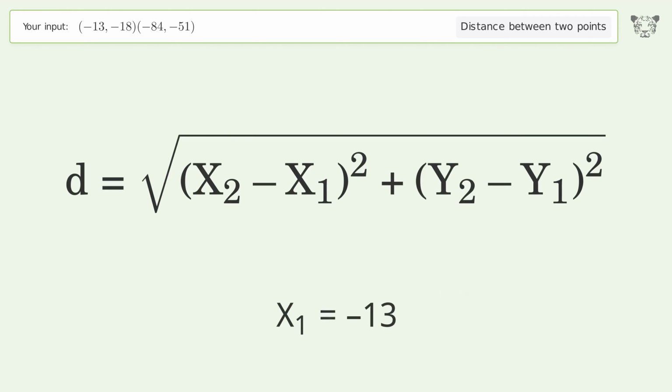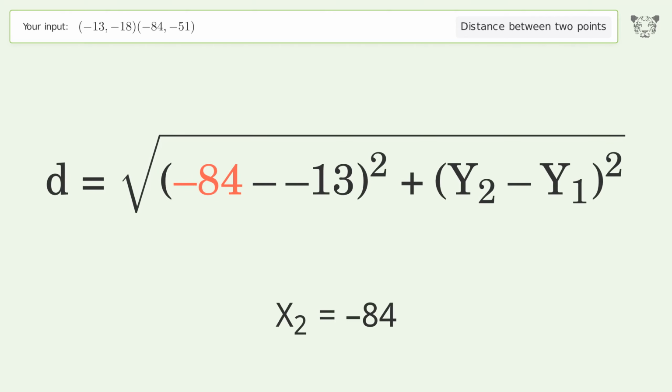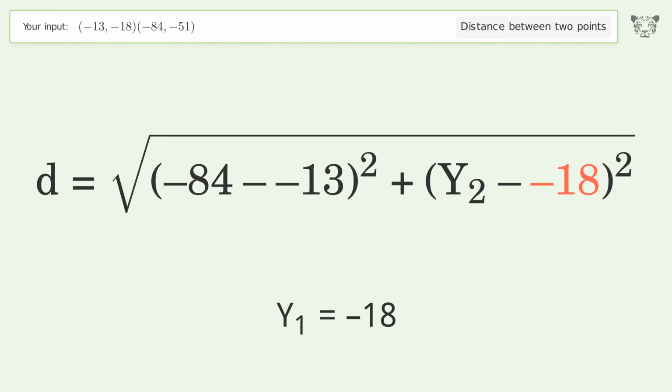x1 equals -13. x2 equals -84. y1 equals -18. y2 equals -51.